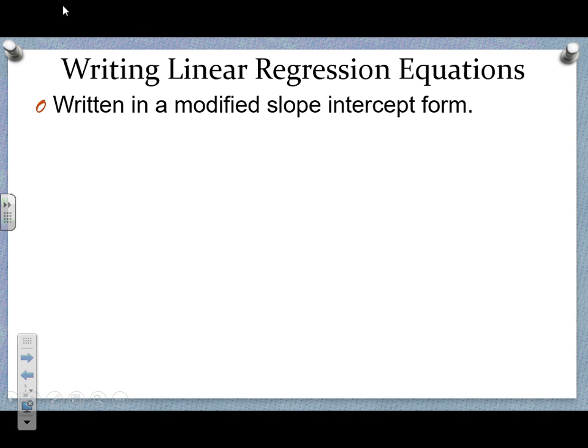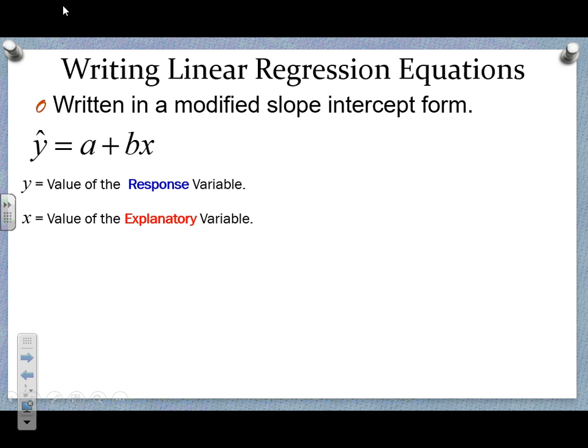So when we write linear regression equations, we're going to write it in kind of a modified slope-intercept form. So think back to algebra. When I say slope-intercept, what was that? Y equals mx plus b. Y is equal to m, the slope, times the x variable plus b, the y-intercept. We're going to modify that a little bit for our purposes here. So in your book, this is the way they write their slope-intercept form. So when we write our linear regression models, this is the form we're going to have it in.